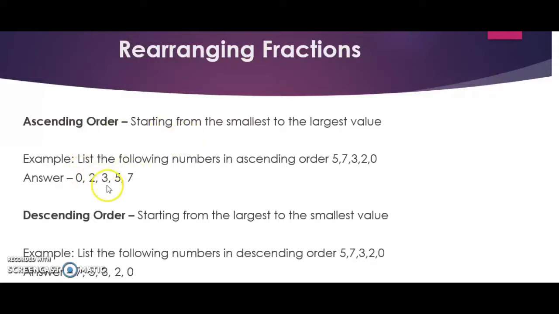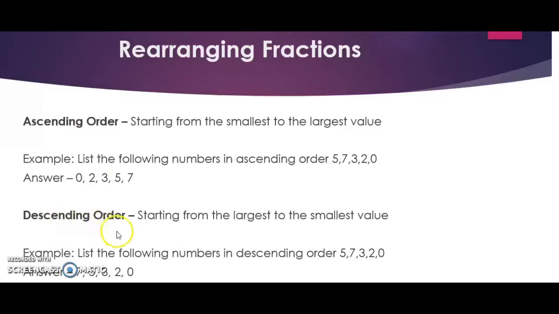And here we have an example. List the following numbers in ascending order. We have 5, 7, 3, 2, and 0. What you're going to do, you're going to start from the smallest number and you're going to end at the largest number. So to rearrange in ascending order we would have 0, 2, 3, 5, and 7. So ascending order is from the smallest value to the largest value.